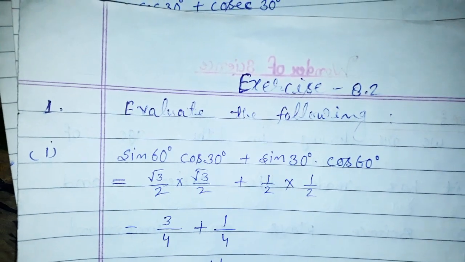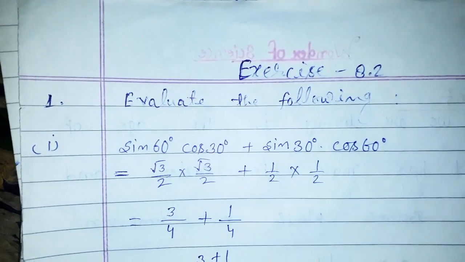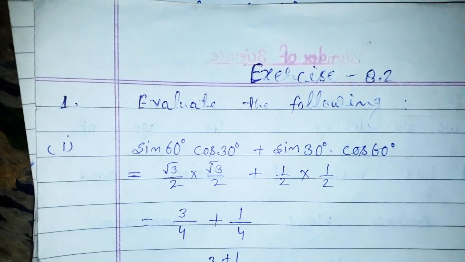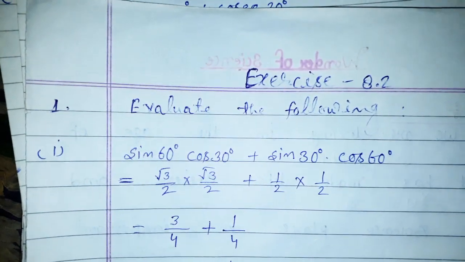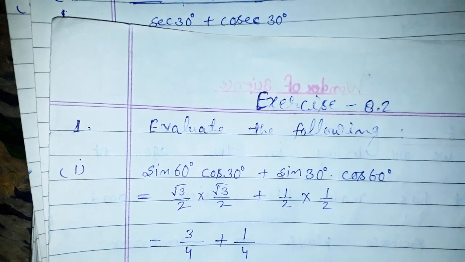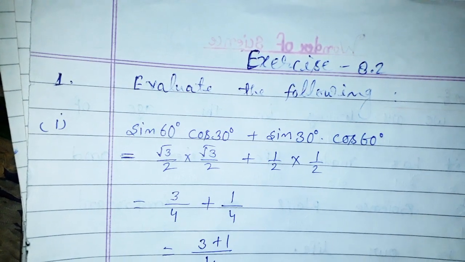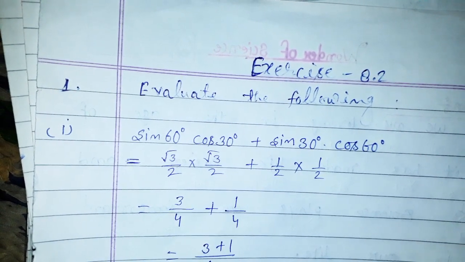I hope you have memorized some specific values of trigonometry ratios. So we will start. The next exercise is 8.2. The first question is evaluate the following.